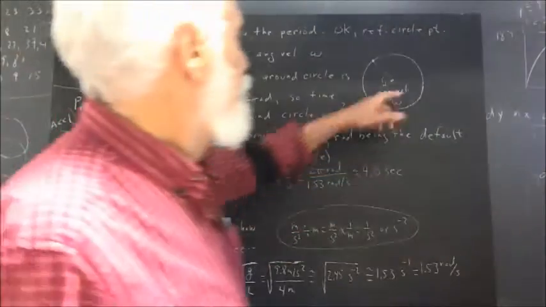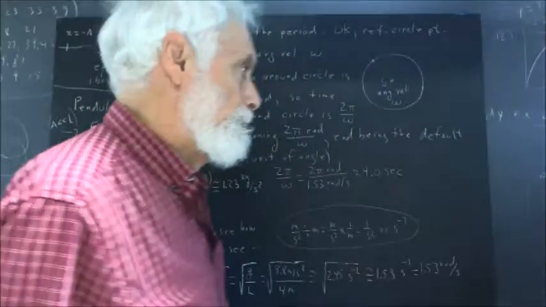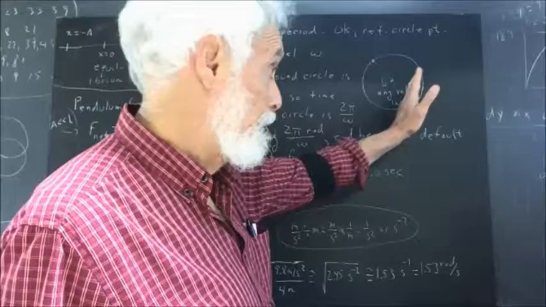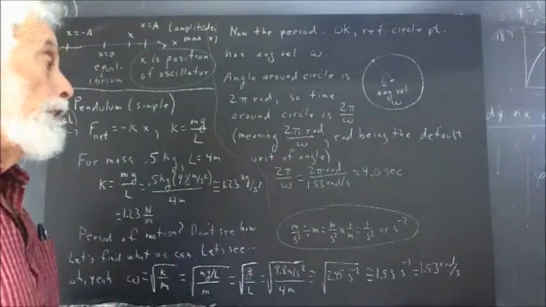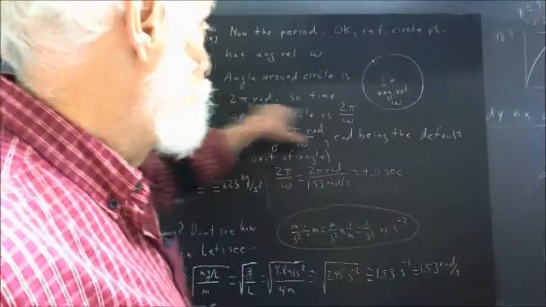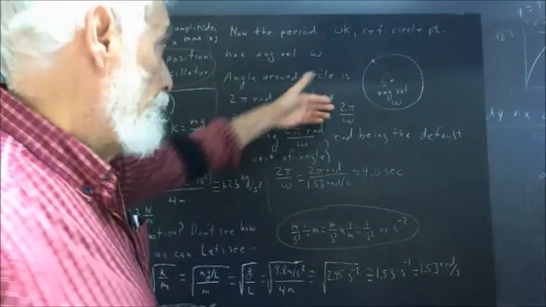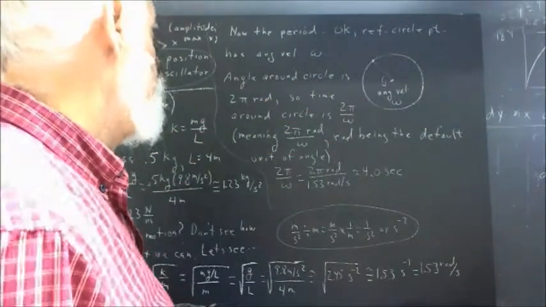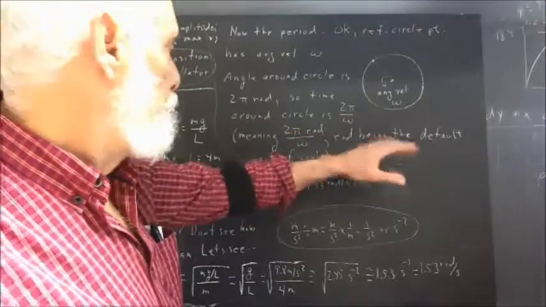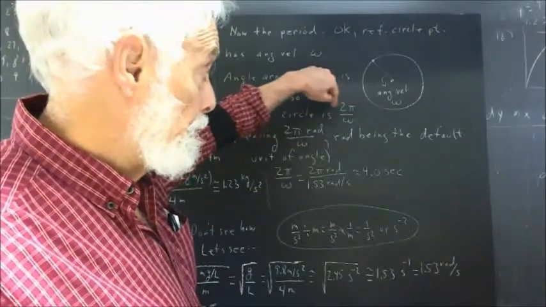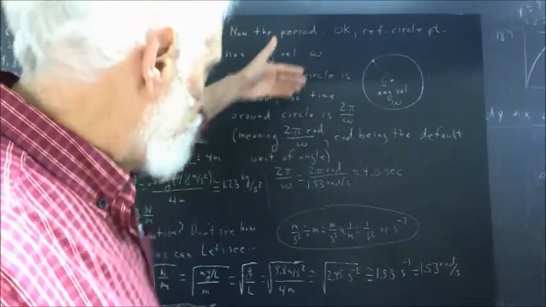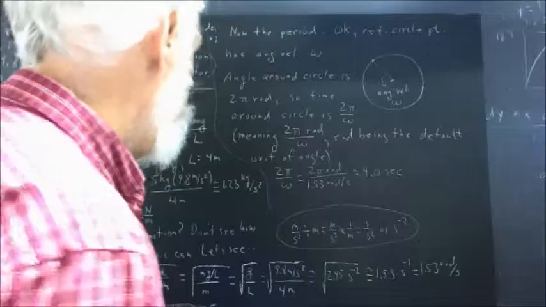Well, the period is how long it takes us to complete that then. The period is the time it takes for one complete revolution, which is one complete back and forth oscillation of the pendulum. The angle around the circle is 2 pi radians. So how long does it take to go around the circle at angular velocity omega? Well, the time around the circle will be 2 pi divided by omega. In this case, that means 2 pi radians divided by omega, radian being the default unit of angle. We didn't have to write it here, but we're going to write it. We have the option. We can write it or not. That's the advantage of the default unit.